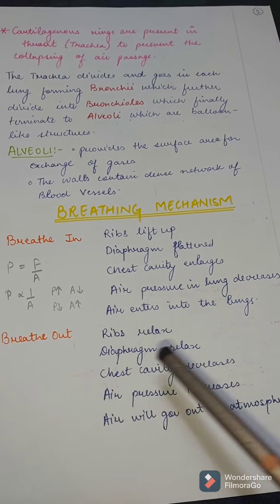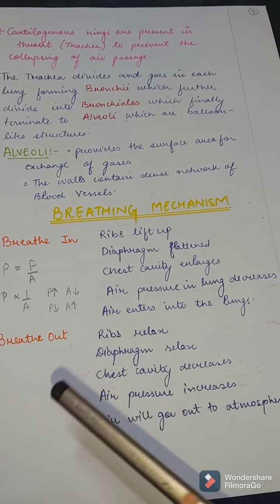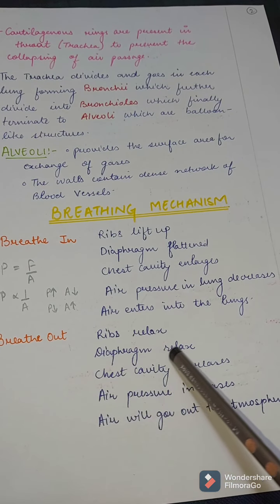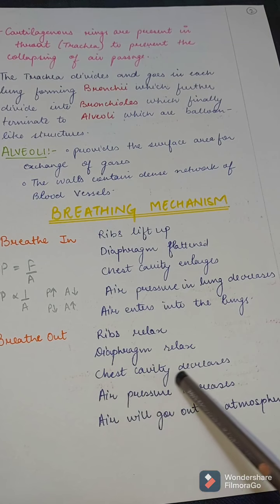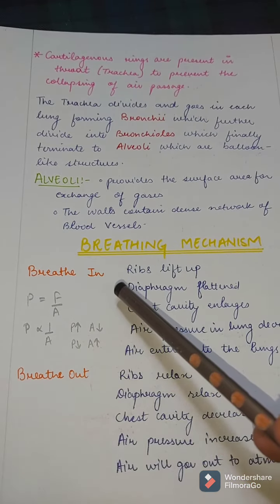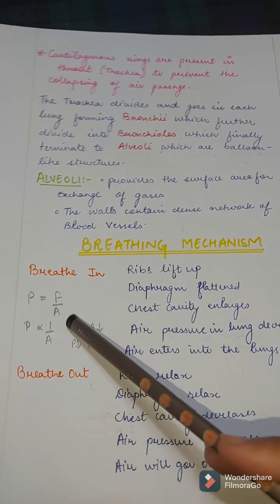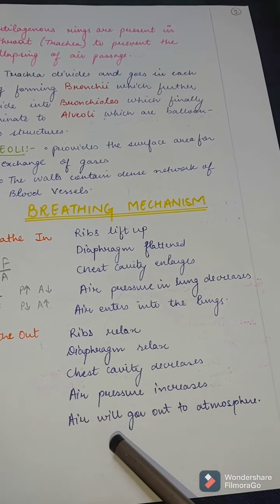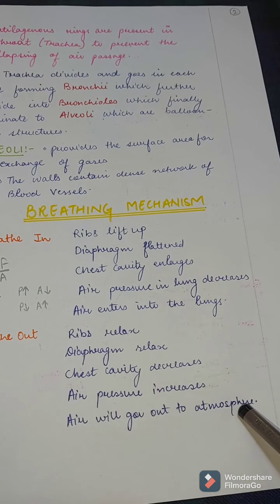On the other hand, when we breathe out, that is when we exhale, the ribs relax, the diaphragm also relaxes, and the chest cavity decreases. When the chest cavity decreases, that is area decreases, now the pressure is high. Air pressure increases and air will go out to the atmosphere.